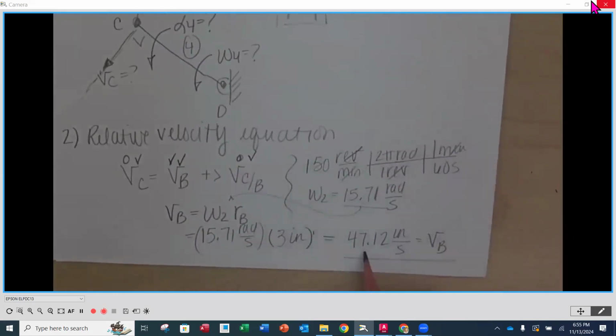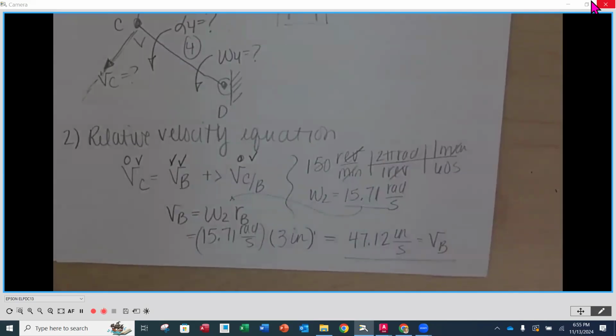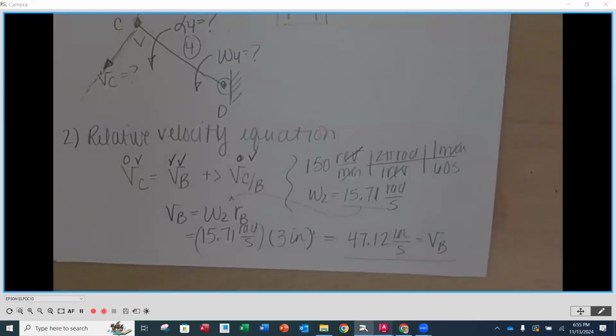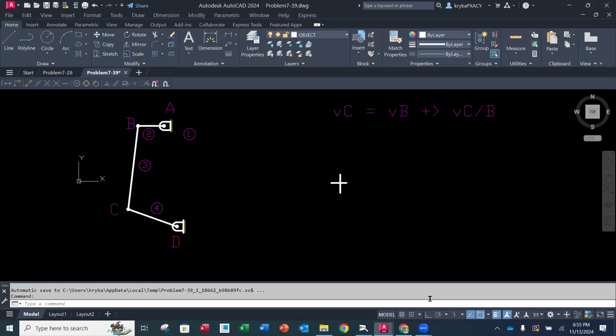So since we have 47.12, and if we look back, our distances were like 3 inches, 10 inches, 6 inches, I am going to actually draw this to a scale of 1/10. So I'm going to actually draw it at 4.712 as the length of my vector so that it's reasonable with the kinematic diagram that I have here.